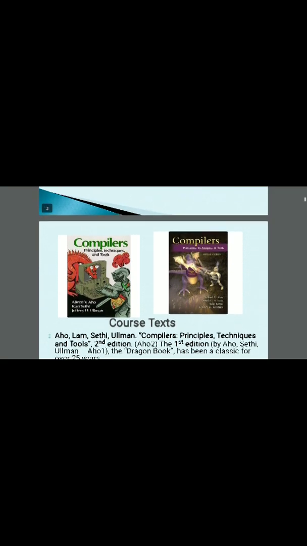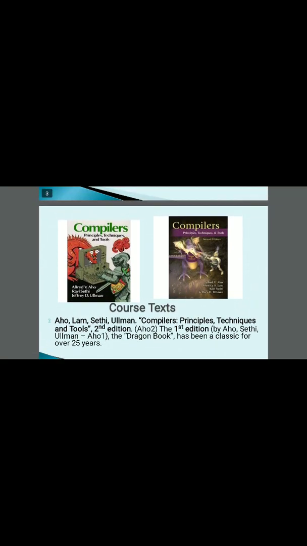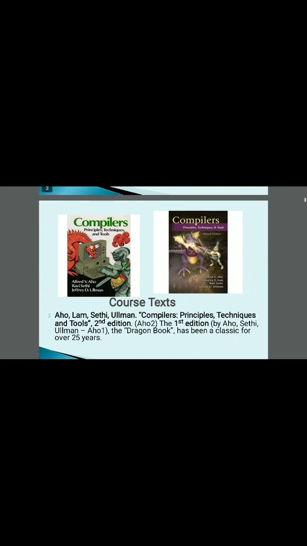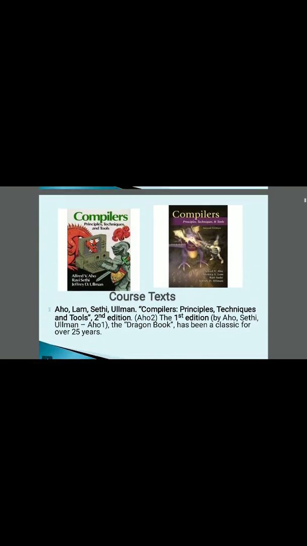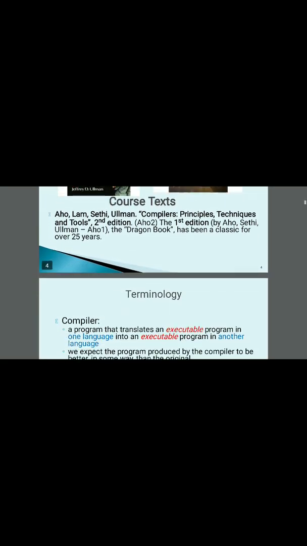In this entire study of the compiler, the standard book which is mentioned is Compilers: Principles, Techniques and Tools, second edition, which is written by Aho, Lam, Sethi and Ullman. Generally it is called the Aho textbook. This is one of the classic textbooks, and it is mentioned as our main text.